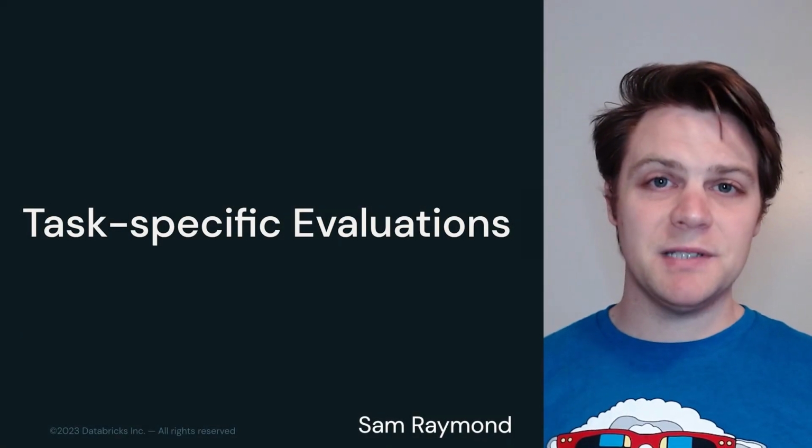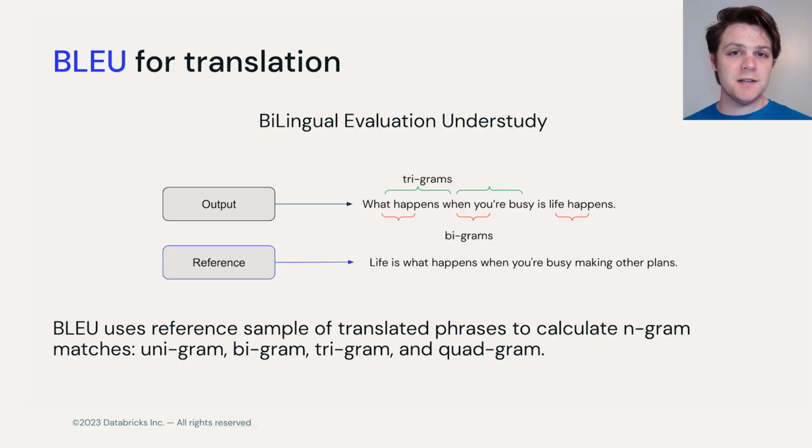Let's talk about some task-specific evaluation metrics. For translation, we can use the BLEU metric, which evaluates how well our output compares to reference samples of the translations that we want to produce. In BLEU, we calculate how many unigrams, those are single words, appear in the output compared to our reference. We also look at how the bigrams, trigrams, and quadgrams appear in the output from our model compared to our reference samples. BLEU then combines all of these and creates the geometric mean of the uni, bi, tri, and quadgrams and gives a total value for the BLEU metric.